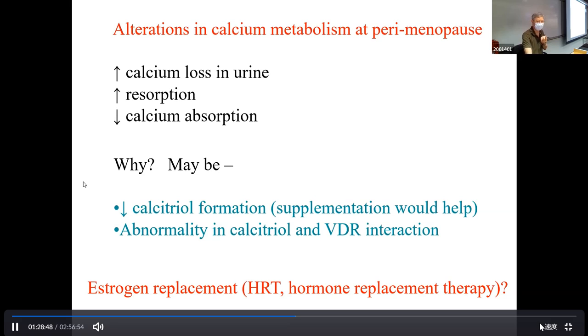Now, as we said, estrogen plays a key role in the onset of osteoporosis, and of course, certain individuals may therefore opt for estrogen replacement.